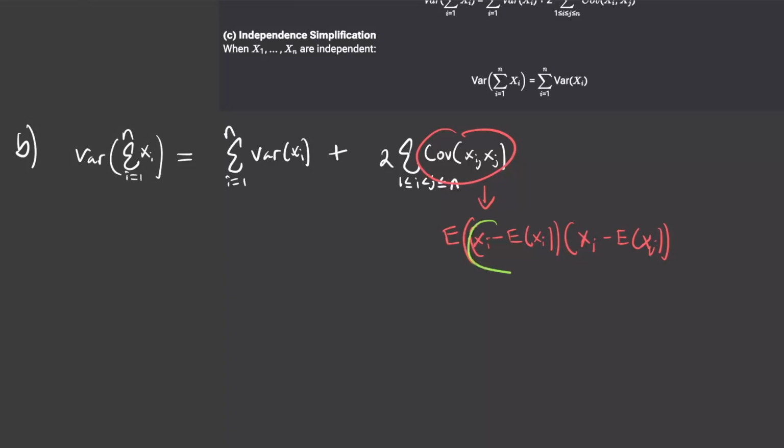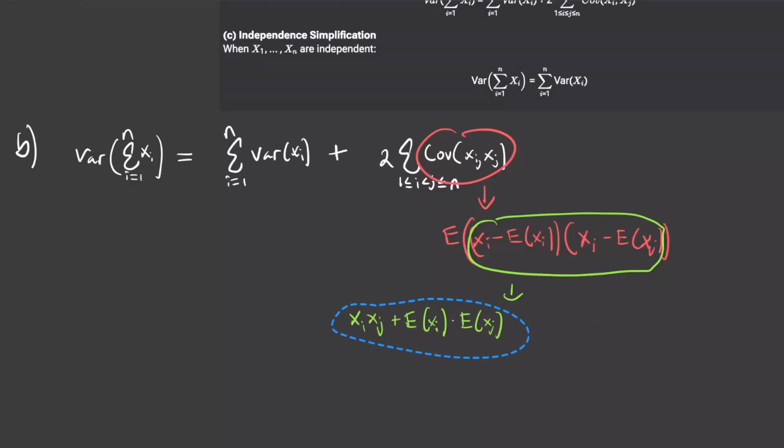If we look at the term inside the expectation and multiply it out, we're going to get x_i times x_j, plus the expected value of x_i times the expected value of x_j. And then our other terms are going to be minus the expected value of x_i times x_j, and minus the expected value of x_j times x_i.